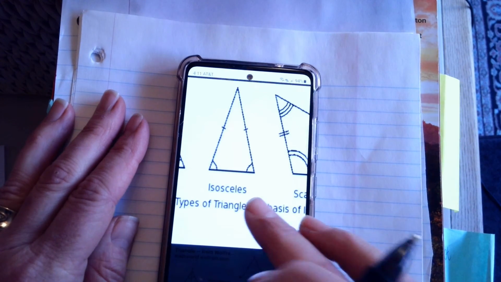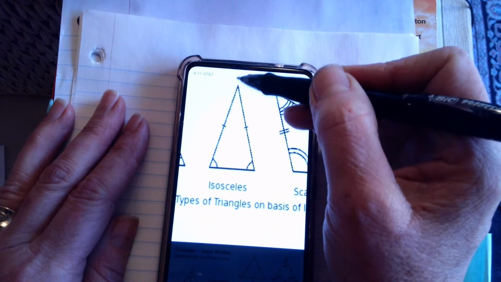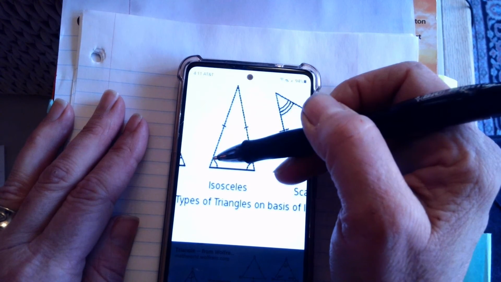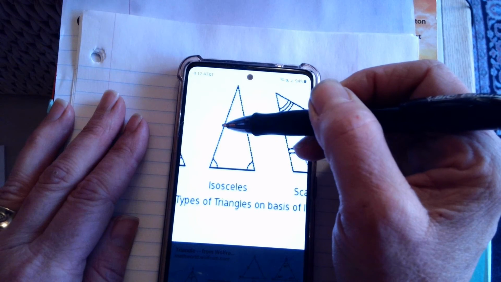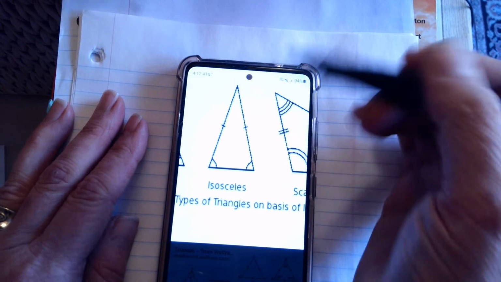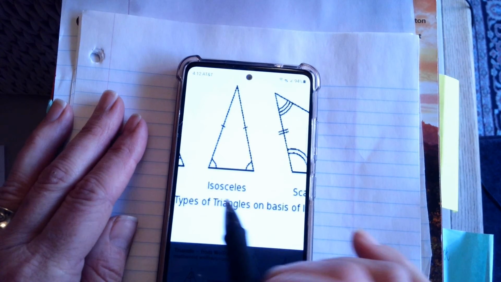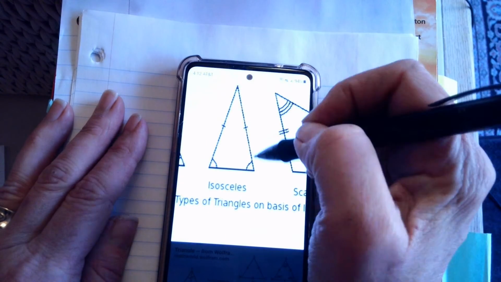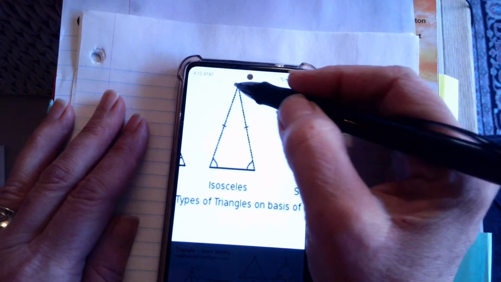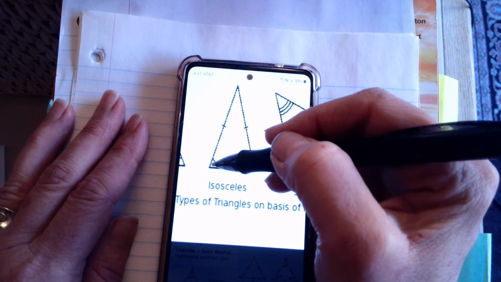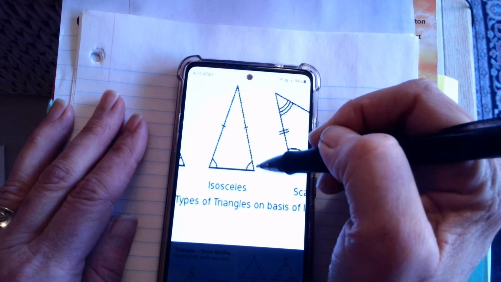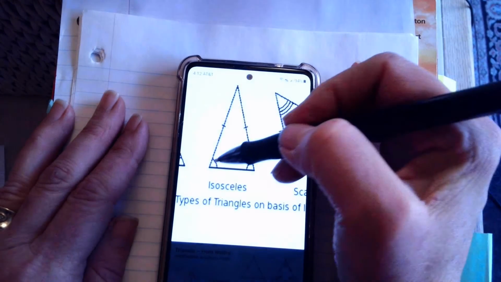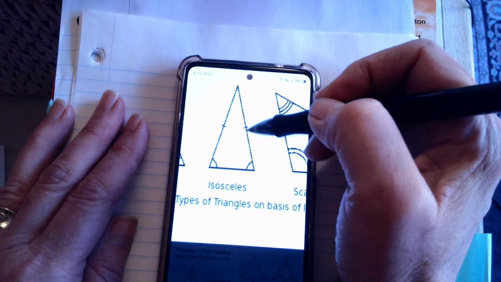The isosceles is like a cone, but the cone part is like an even V. So this side and this side are even, and this side is not. So an isosceles has 2 sides that are equal. And it could be different shapes, but it's always going to look like a cone because this side is going to be smaller and these sides are going to be like an even V shape.